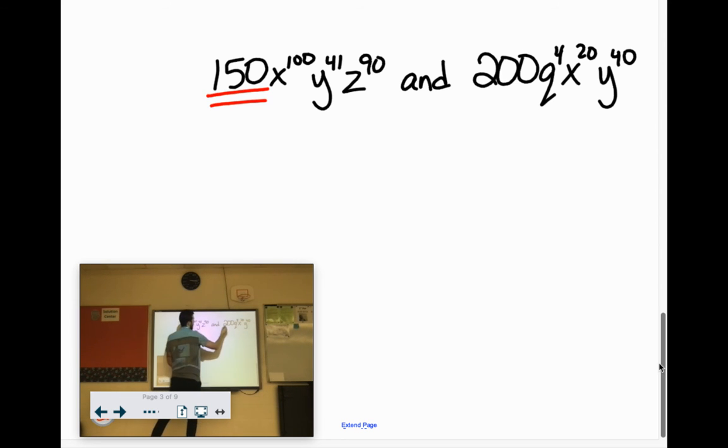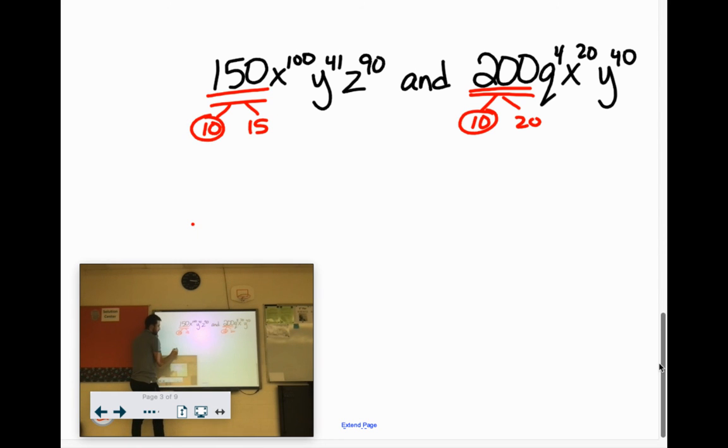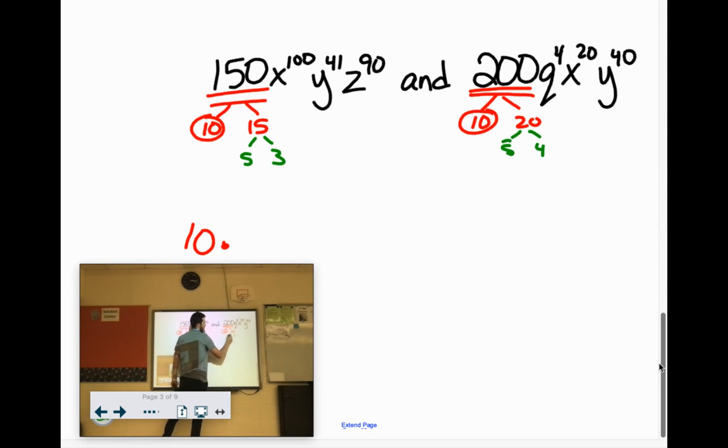150 and 200. So I see they both end in a 0, so I know that 10 is a factor of both. So 150 would be 10 times 15, 200 would be 10 times 20. They have a 10 in common, so we'll bring down the 10. Look at the other numbers here, 15 and 20. Do they have anything in common? Yeah, 5 goes into both. So 15 is 5 and 3, 20 is 5 and 4. They have a 5 in common, so bring it down.